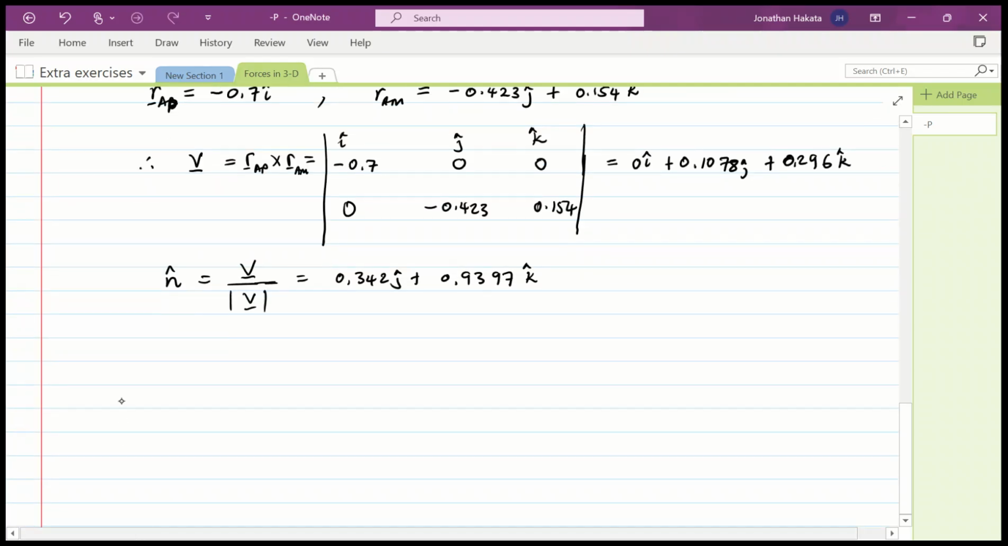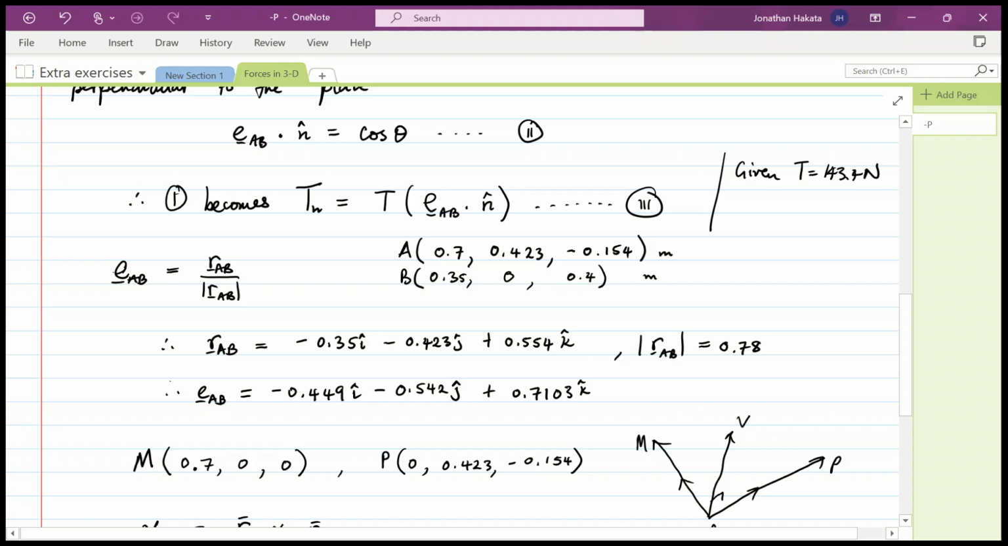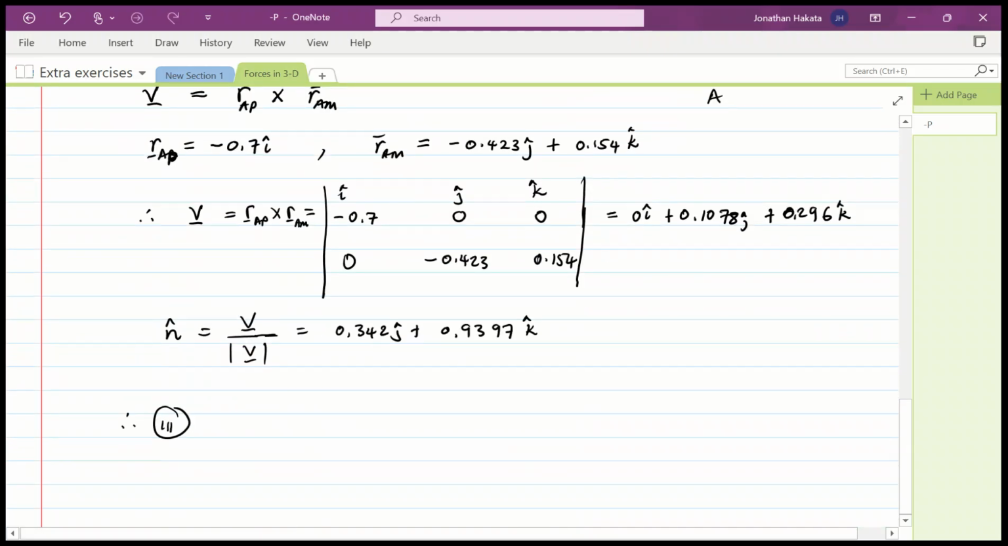So, therefore, our equation 3, let's go back slightly and check equation 3. Let's replace these things. We know T and we know these two vectors. So let's write down explicitly what we have. Therefore, the required term Tn is equal to 143.4 multiplied by the dot product of EAB and unit vector N.